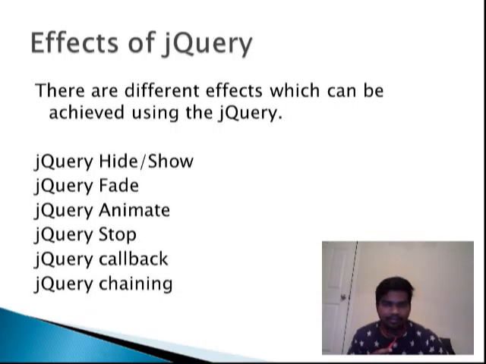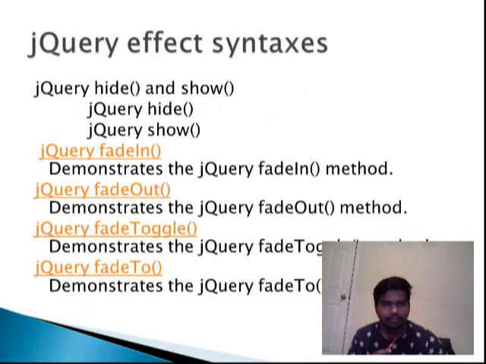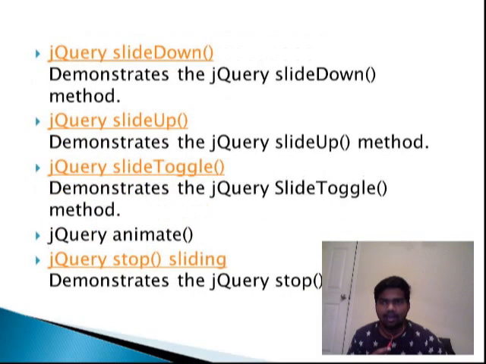So next up we have jQuery FX syntaxes. These are the syntaxes for the previous slides. This is how we write jQuery fade in, fade out, and within the parentheses we describe the action to be performed. So fade in, fade out, toggle, fade to. These are a few basic effects. Likewise, we have jQuery slide down, slide up, toggle, stop sliding.